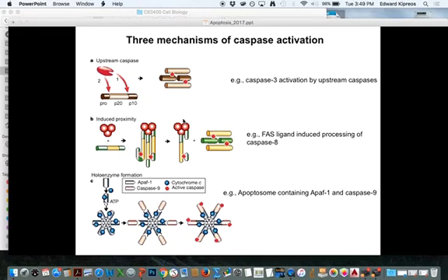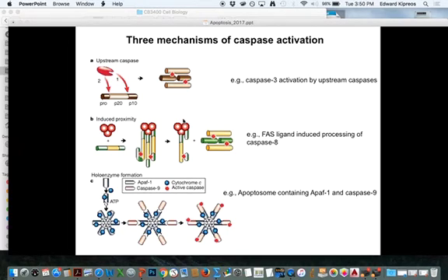Okay? Then you've got another way. So this is all to make the upstream caspase. This one's called caspase 8. And then there's another one. It's caspase 9. And these are the only 2 upstream caspases we're going to talk about, and they're the main ones.